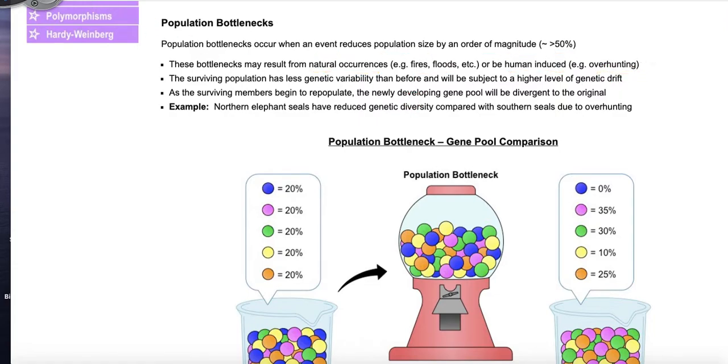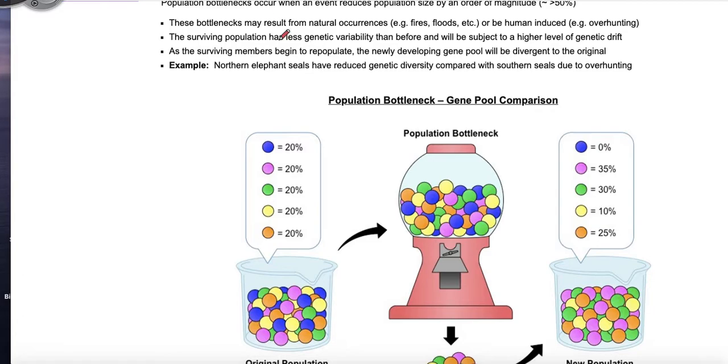So what happens in this bottleneck effect? In this bottleneck effect, the surviving population, which would be this right here, has less genetic variability than what it used to have before. So it will be subject to a higher level of genetic drift. So as these surviving members begin to repopulate, the newly developing gene pool will be divergent to the original, which is this. So the example that they give you here are the northern elephant seals that have reduced genetic diversity compared to the southern seals due to overhunting. So overhunting is that human-induced chance event.